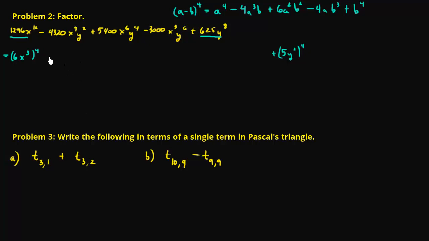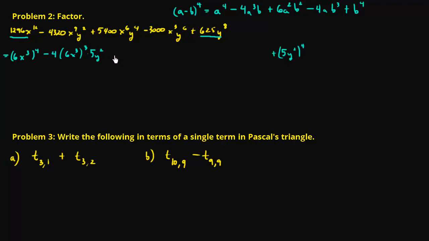So the second term: the coefficient is going to be minus 4, and then we would have 6x cubed to the power of 3 times 5y squared. Now, the question is, does this match our coefficient here? If we cube 6, multiply that by 5, and multiply by negative 4, we will get this coefficient. We have x cubed to the power of 3, which is x to the power of 9, and then we have this factor of y squared.